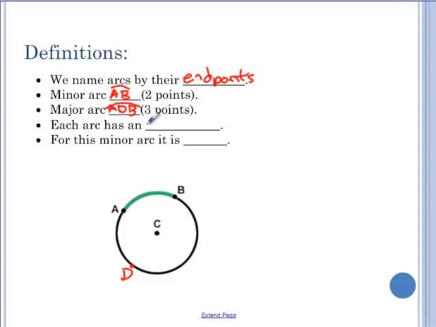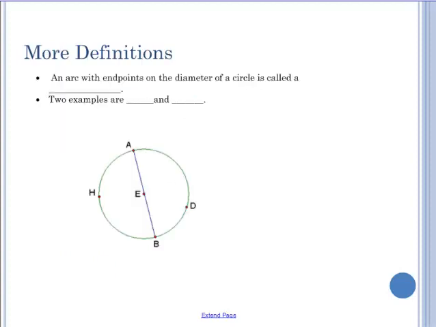Each arc has an angle that it corresponds with. That angle is when I connect those endpoints to the center. For this minor arc, we're talking angle ACB. And in 2 slides, we're going to see a special property between angle ACB and minor arc AB.